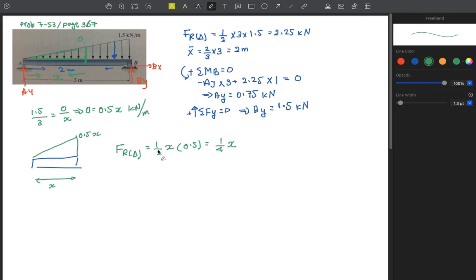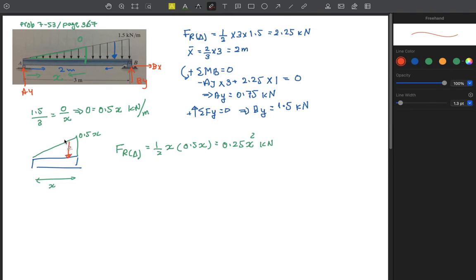1, okay, but there's another x here, so sorry, half the base multiplied by the height is 0.5x, so this is 1 over 4 or 0.25 x squared kilonewtons. So this is the value. This is the value of the concentrated load for this triangle. So now it should be here, anyways. It should be here. This is the value of the concentrated load.